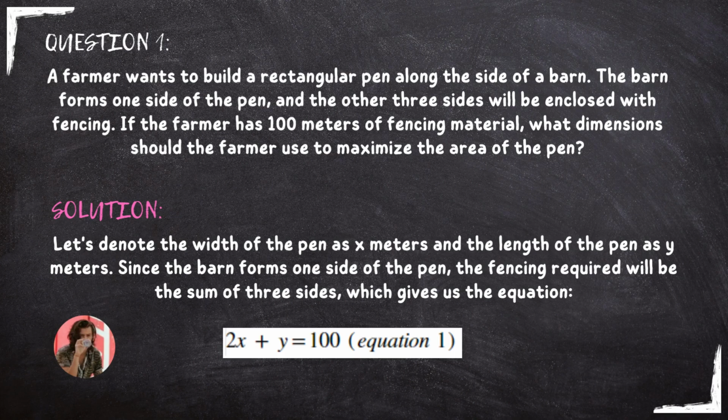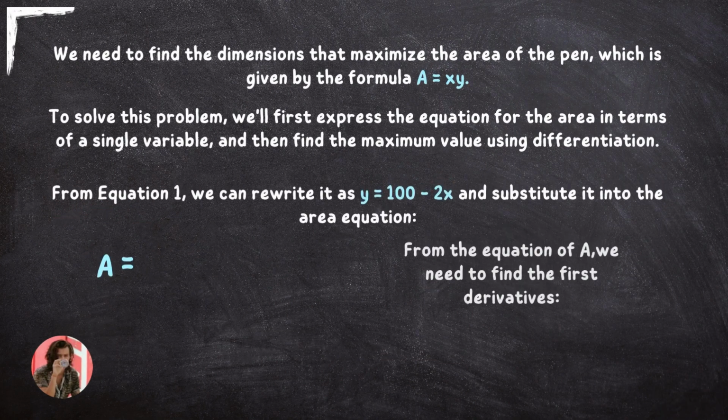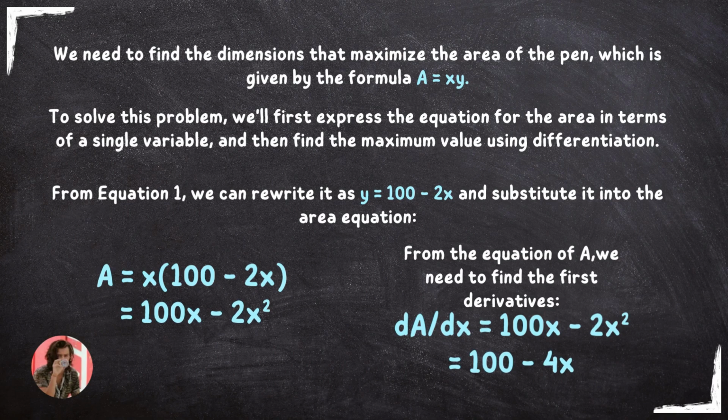Since the barn forms one side of the pen, the fencing required will be the sum of 3 sides, which gives us the equation 2x plus y equal to 100. Next, we need to find the dimensions that maximize the area of the pen, which is given by the formula A equal to xy. To solve this problem, we first express the equation for the area in terms of a single variable, and then find the maximum value using differentiation.